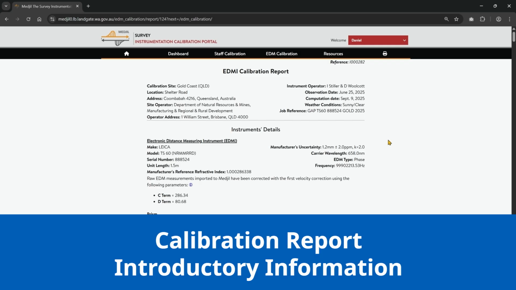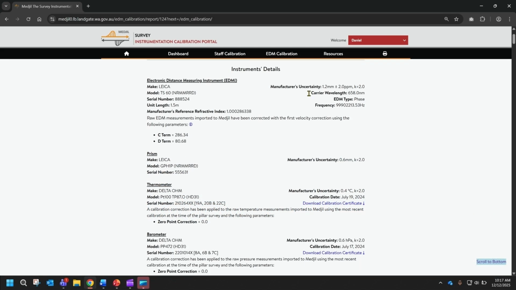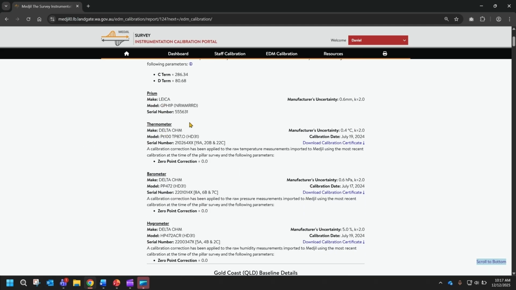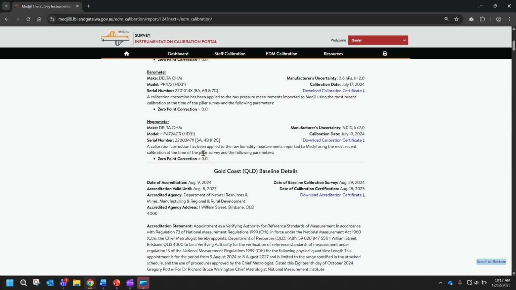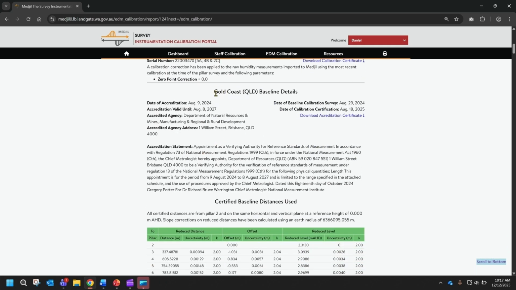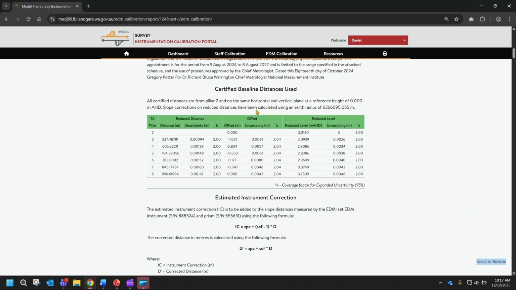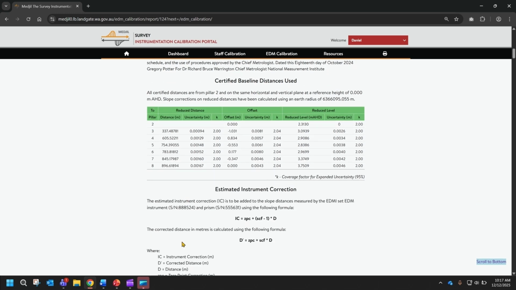First up again is some of the introductory information. It talks about the site and various other things, instrument operator, operation date, etc. Then we have our instrument details, which we set up earlier in the instrument register. So the total station or EDMI, prism, thermometer, barometer, and hygrometer. Some information about the baseline itself. So in my case, it's the Gold Coast baseline. Certified baseline distances used.